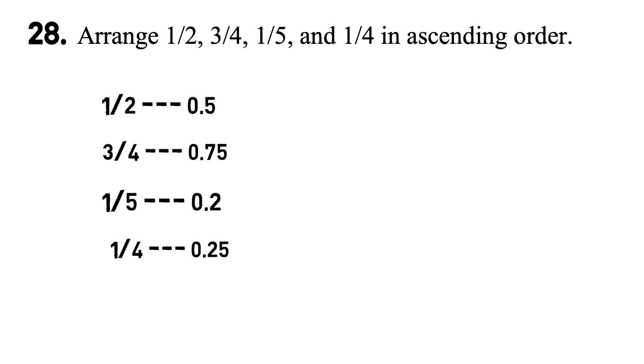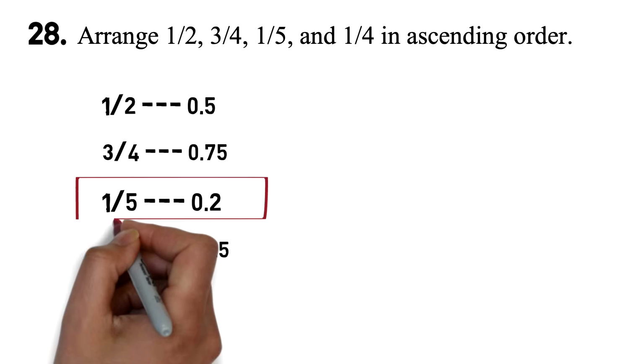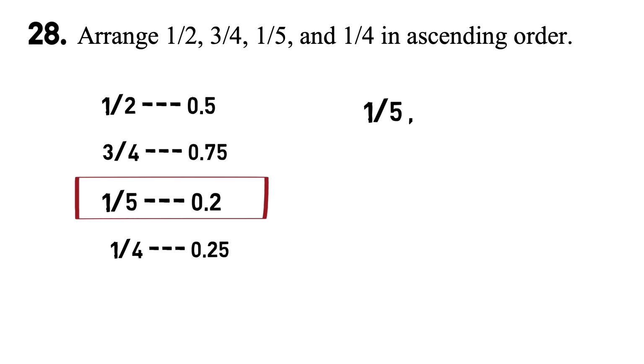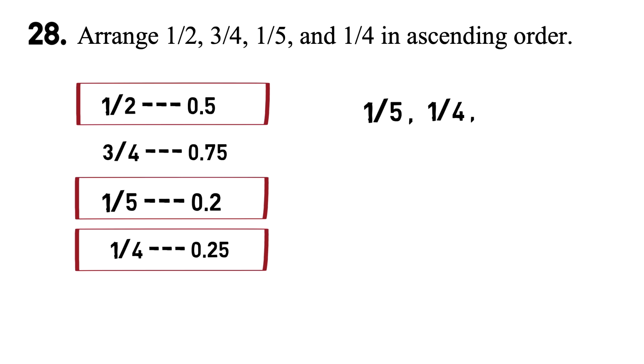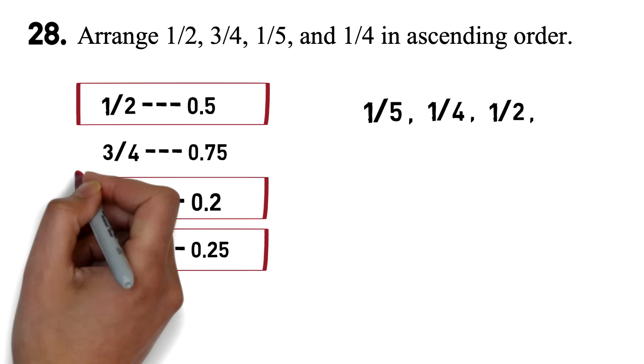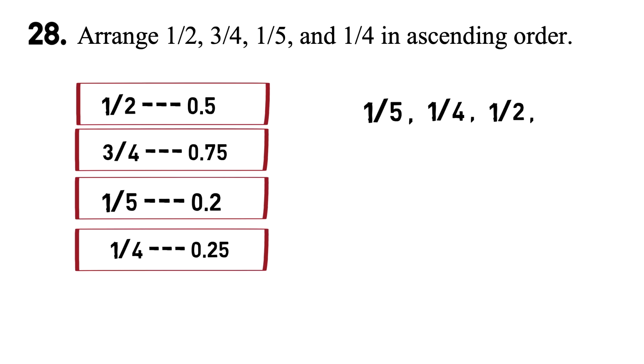Please memorize them right now. You can also use your calculator to change to decimal by dividing. Example, 1 over 2 is 1 divided by 2, which will give you 0.5. With these, we can arrange them. 0.2, which is 1 over 5, is the smallest. Then 0.25, which is 1 over 4. Then 0.5, which is 1 over 2. Then finally, 0.75, which is 3 over 4.